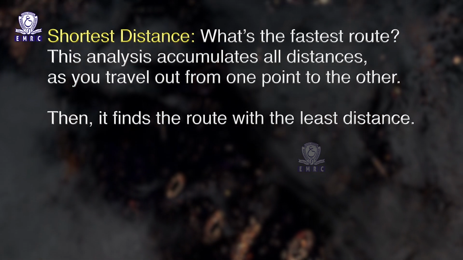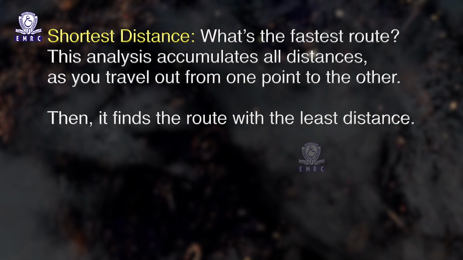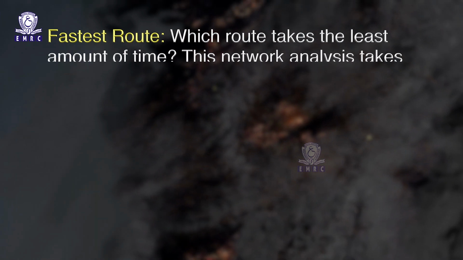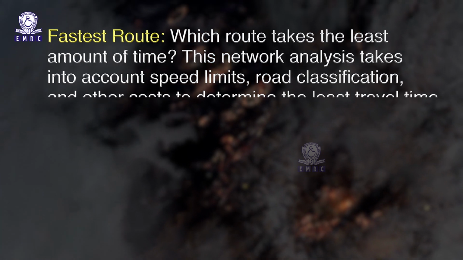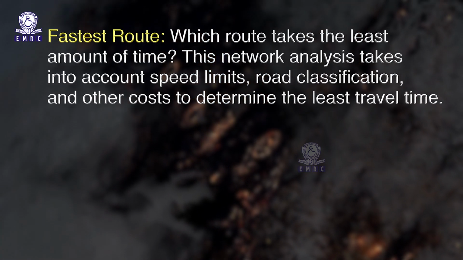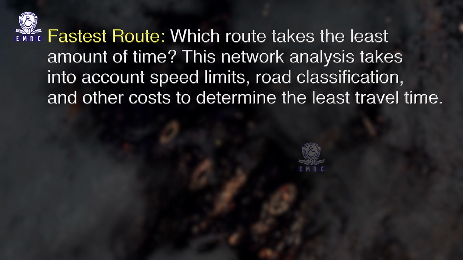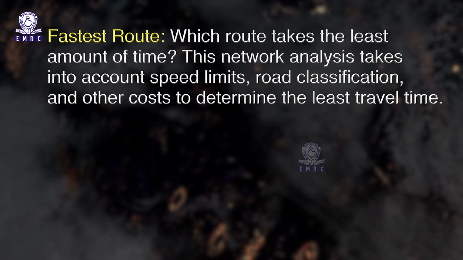Then it finds the route with the least distance, the fastest route. Which route takes the least amount of time? This network analysis takes into account speed limits, road classification and other costs to determine the least travel time. Other types of point-to-point analysis include most eco-friendly, scenic and winding routes. Each type of network analysis generates directions from origin to destination.